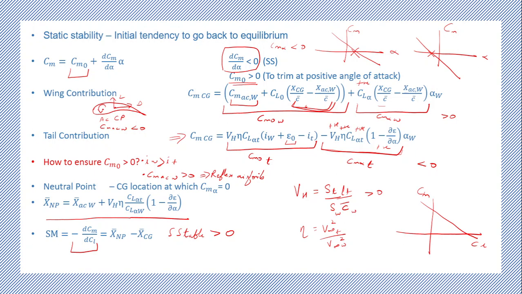When there is a change in the alpha, the tendency to bring it back to the original alpha is what we call static stability. And that is governed by Cm alpha. But your tail setting angle does not appear in the Cm alpha term at all. It appears only in the Cm naught term. Correct? And Cm naught does not affect static stability in any way.